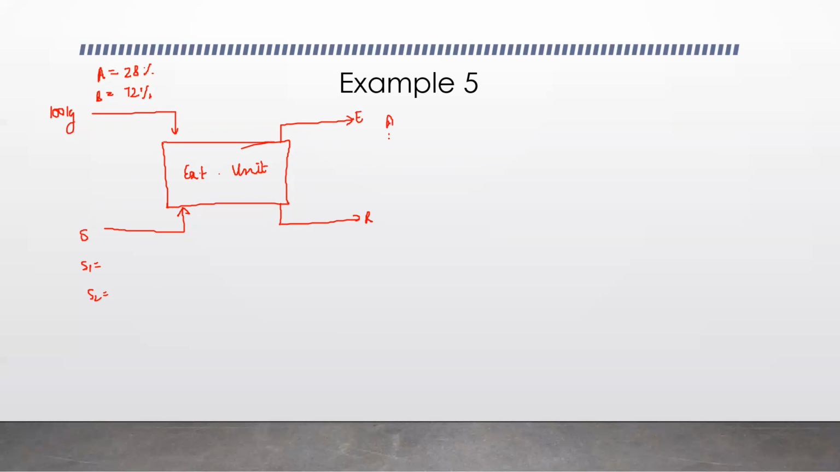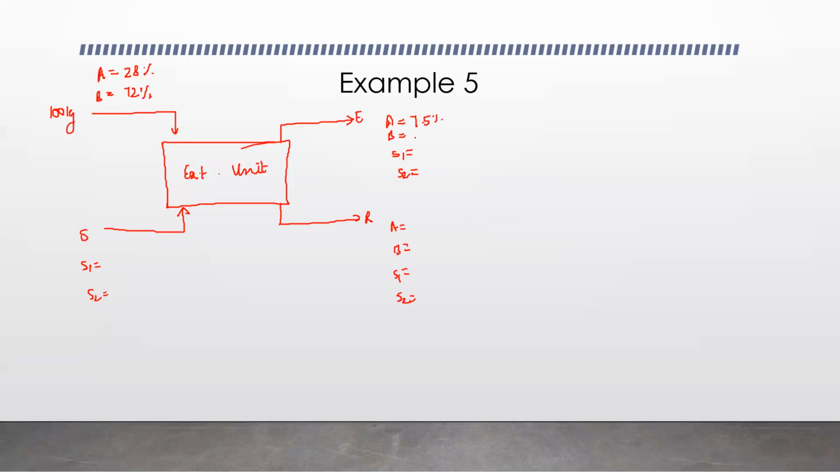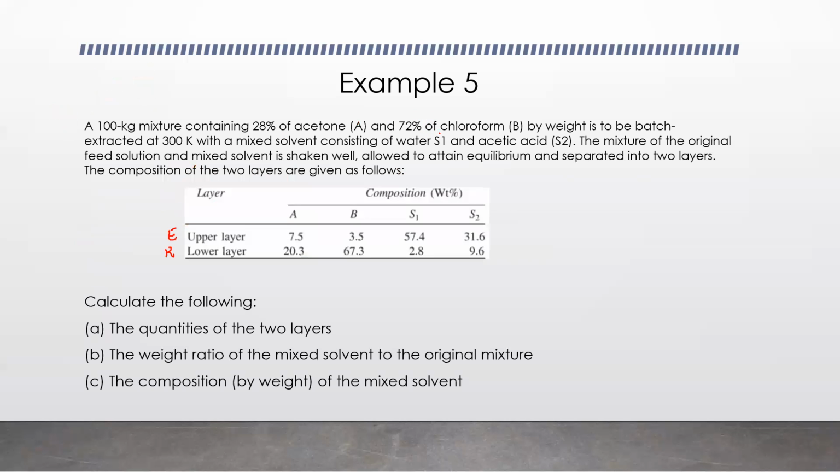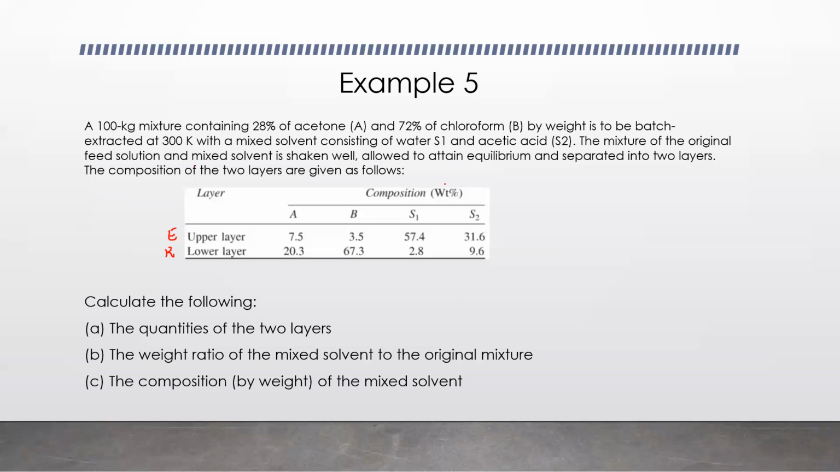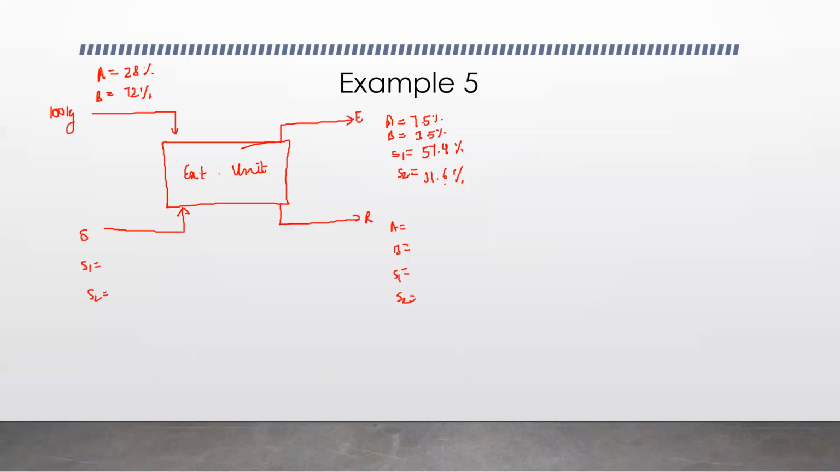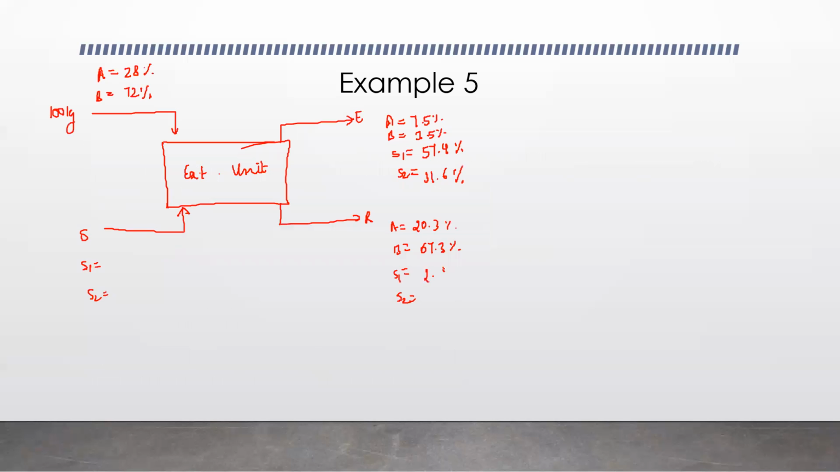The compositions of the upper and lower layers are given in the question, so we'll just write them down. For the upper layer, they have given 7.5% A, 3.5% B, then 57.4% S1, and finally 31.6% S2. Then we have 20.3% A in the lower layer, 67.3% B, then 2.8% S1 and 9.6% S2. So that is your composition.